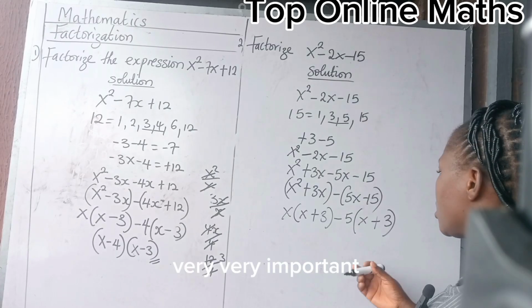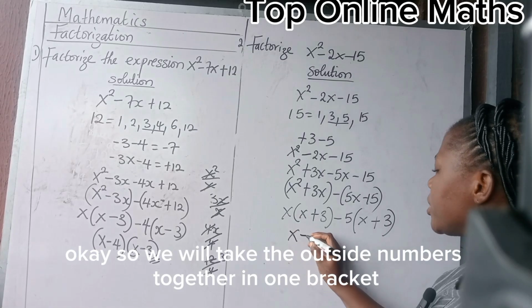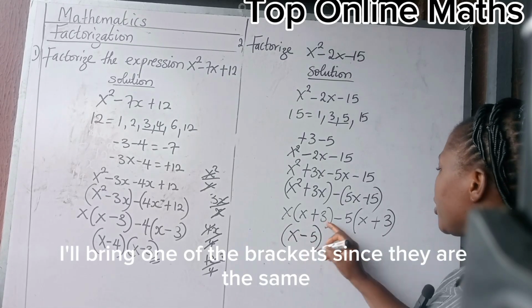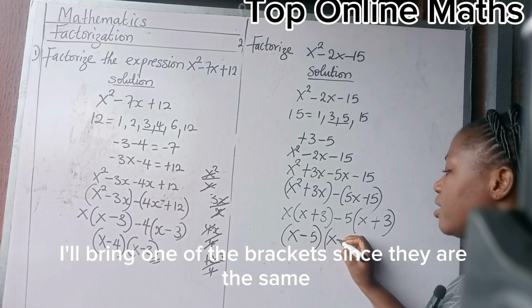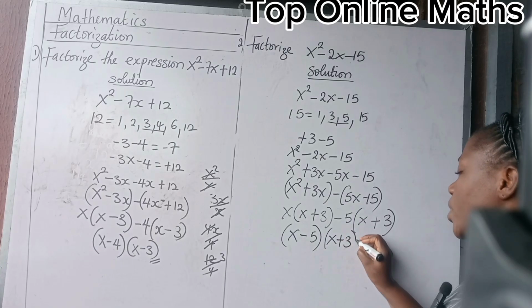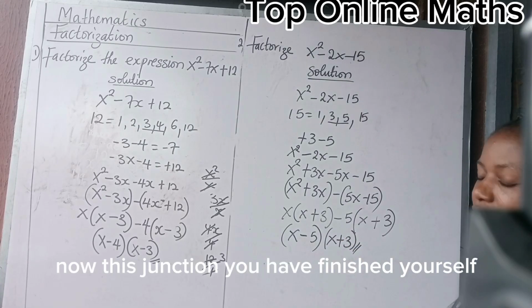Very, very important. Okay, so we will take the outside numbers together in one bracket and bring one of the brackets since they are the same. At this junction, you have finished your solving.